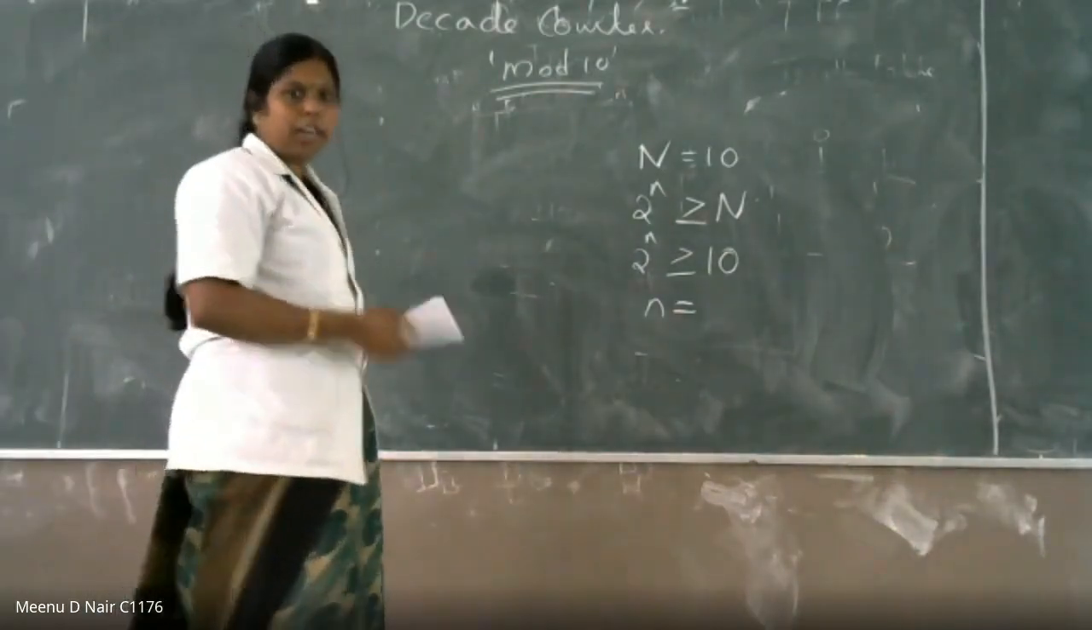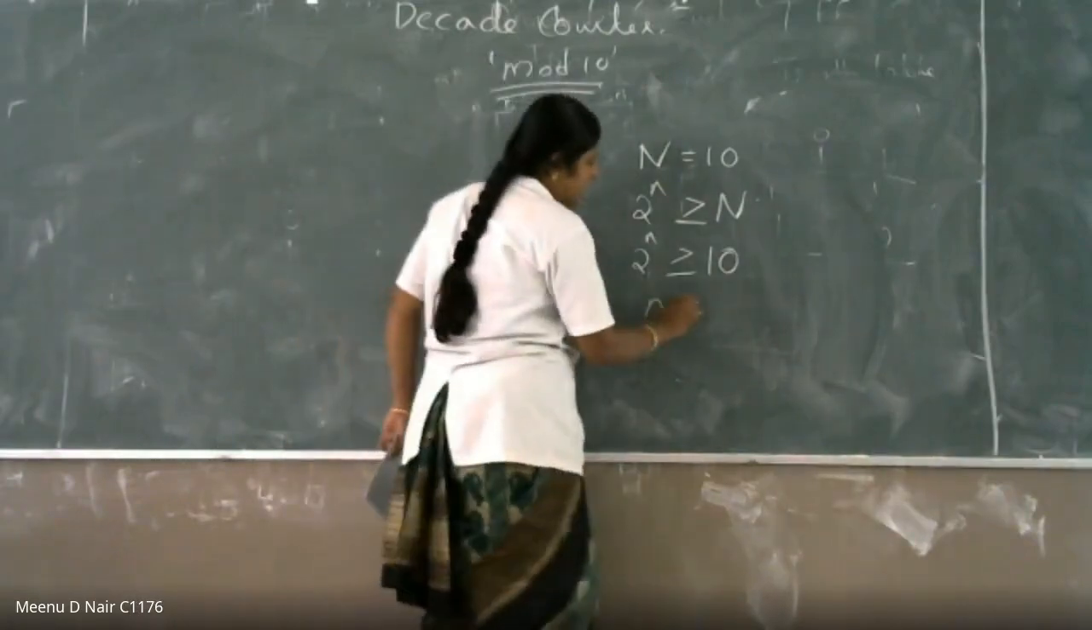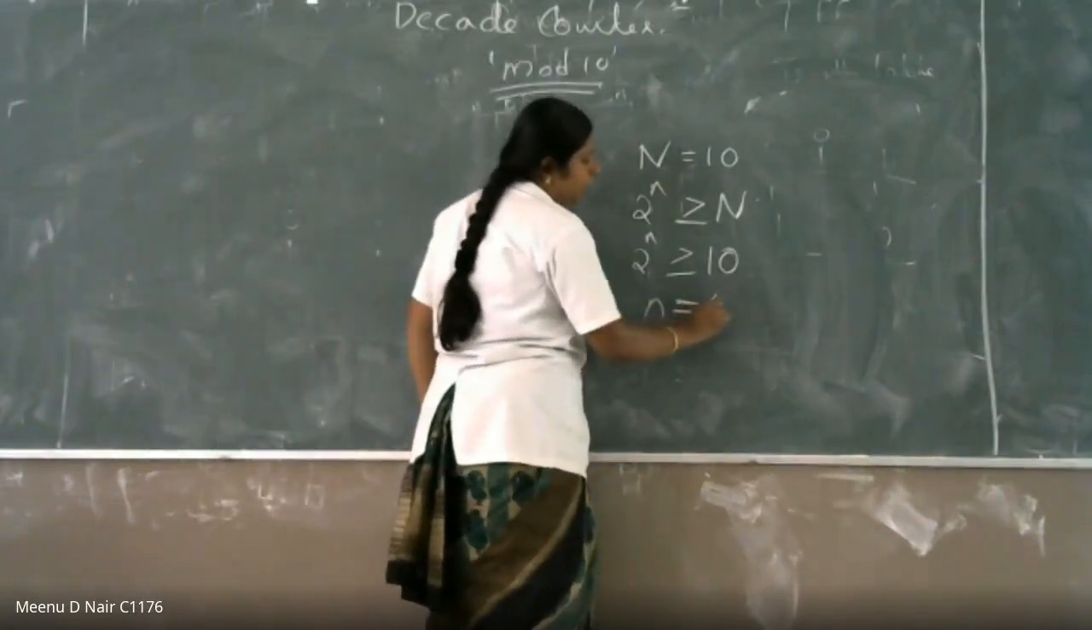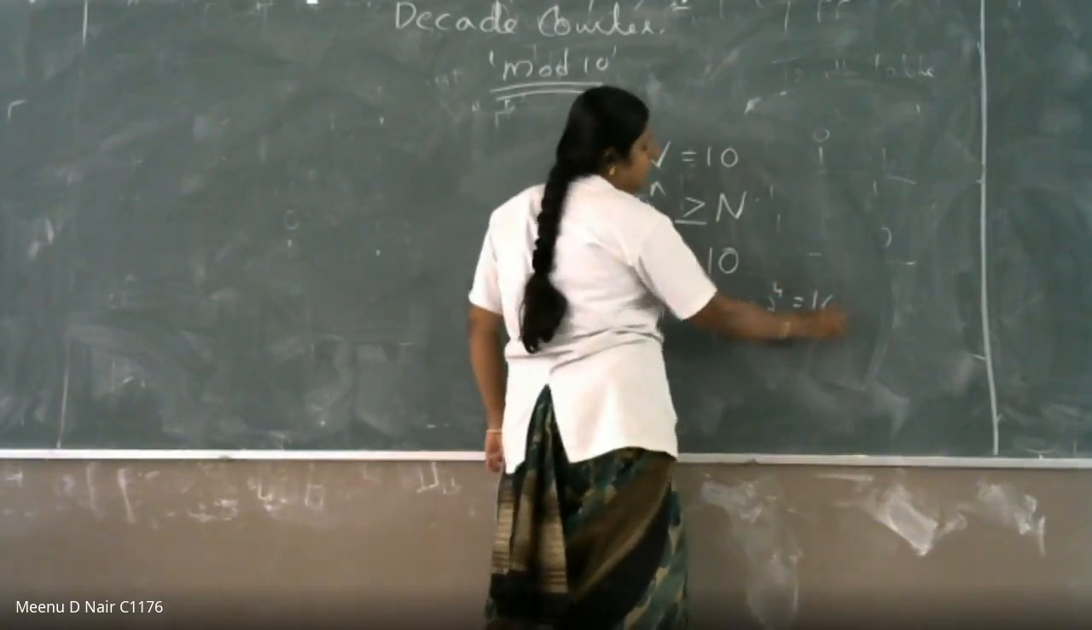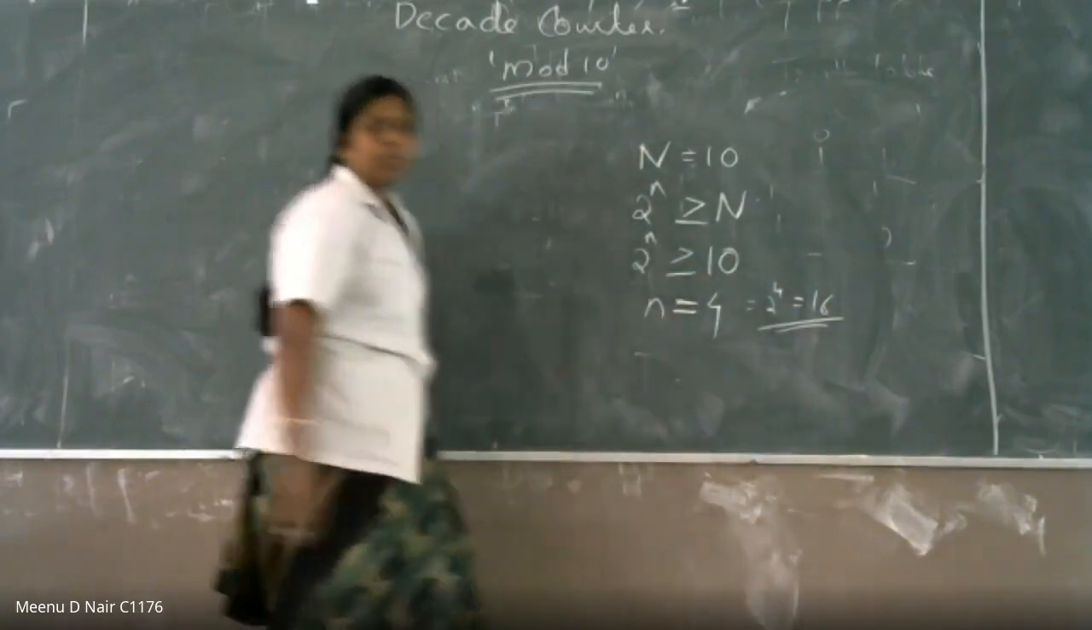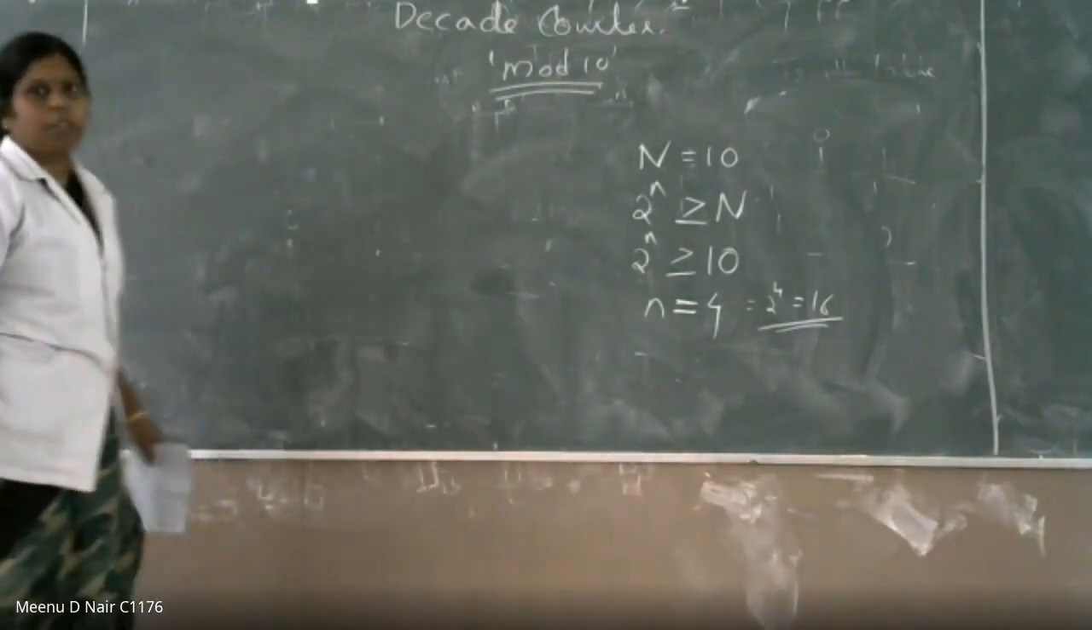What is the value of number of flip-flops here? This is equal to 4, right? So 2 raised to 4 is nothing but 16. Okay, 16 will be greater than or equal to 10. So you are using 4 flip-flops, right?